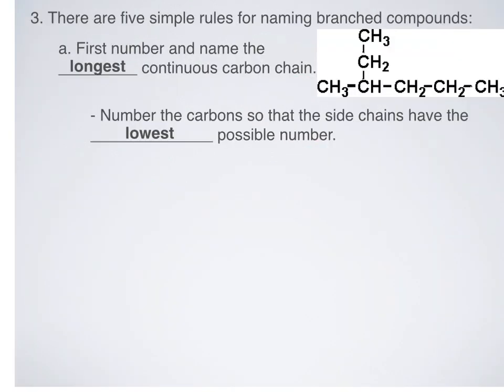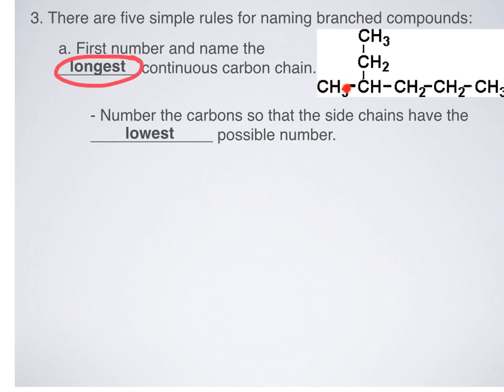So there are 5 simple rules for naming branched compounds, and the first is that you want to find the longest continuous carbon chain. Every compound, if it has branches, is going to have a variety of different ways of counting their carbons, okay? So take a look over here at this picture. There are many ways of counting carbons on this.